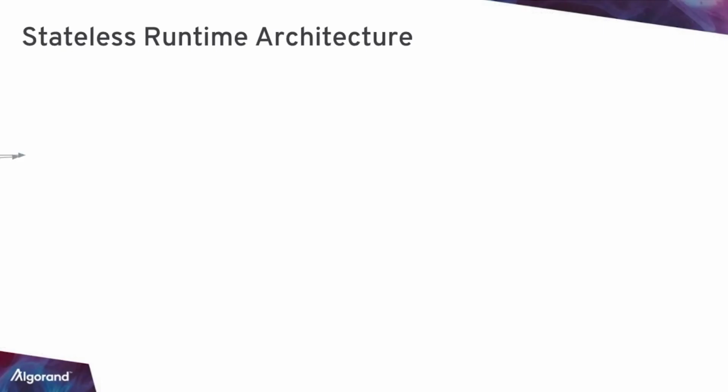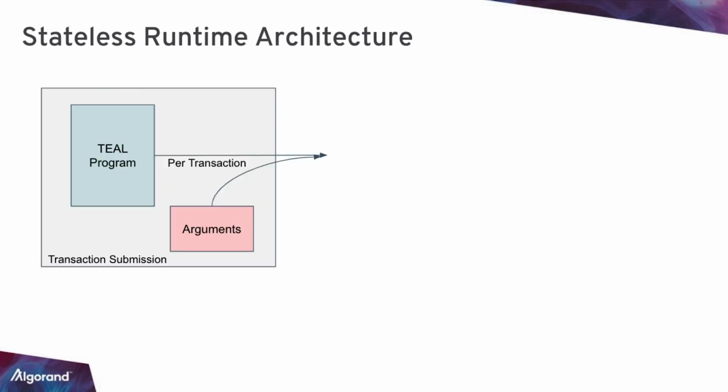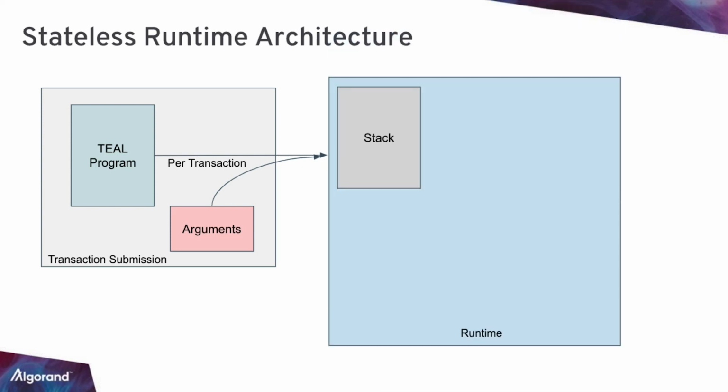Starting with stateless, what you do when you first initiate a transaction that's involving TEAL. Let's say I'm using an escrow and that's my TEAL program, and I want to send a transaction from the escrow to someone else. Then I have to supply the TEAL program for that transaction. Additionally, I supply some arguments. I post these to a node. The node has the TEAL interpreter embedded in it.